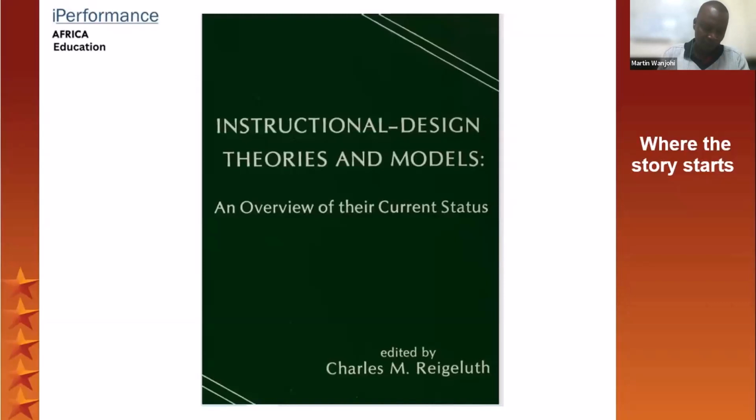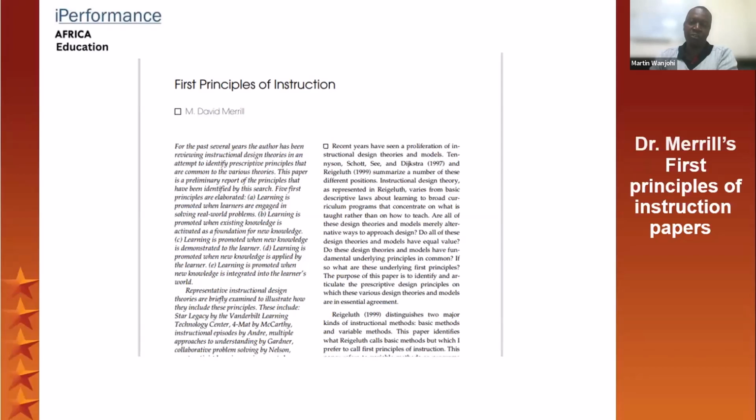So this book was published by Dr. Charles, a close associate of Dr. Merrill. And when Merrill saw the book and read the book, he told Charles, "Charles, there's only one theory of instruction." Charles was not very happy, so he told him, "I don't think so, but if you think so, go and write a paper about it." So Dr. Merrill did exactly that and wrote the first principles of instruction, right?